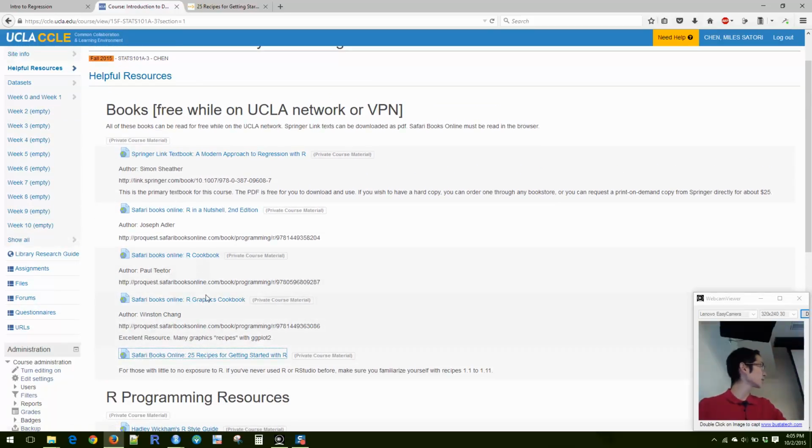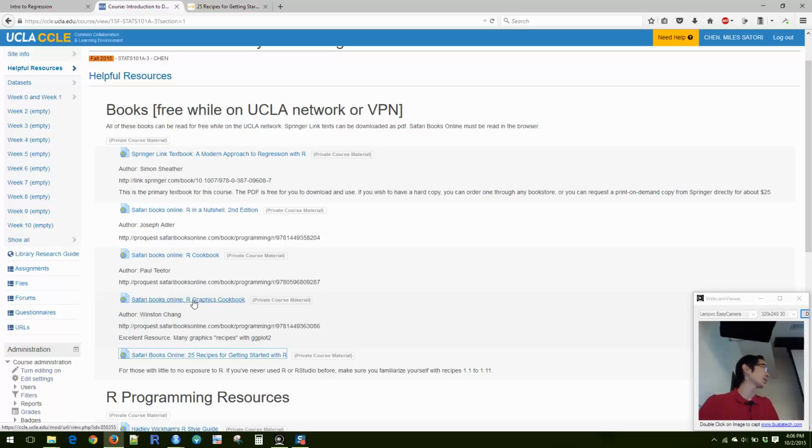And then the other things that I highly recommend are the two cookbooks here, okay? R in a Nutshell is very good, but it's pretty in-depth, and you probably don't have time to work through this whole thing. But the graphics cookbook is great if you're just trying to make a graph and you're wondering, how do I do this? The graphics cookbook uses ggplot2, which is an excellent package. You're going to have to install that package, ggplot2.